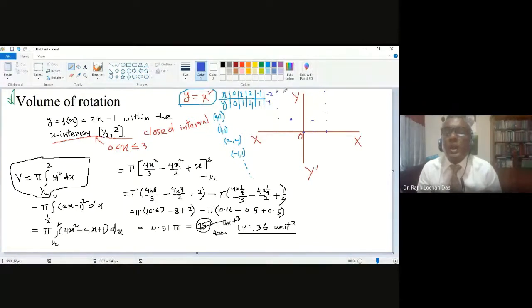Now you join all the points, and that will be your graph. So join all the points and this will be the graph. It is the graph of y equal to x square.